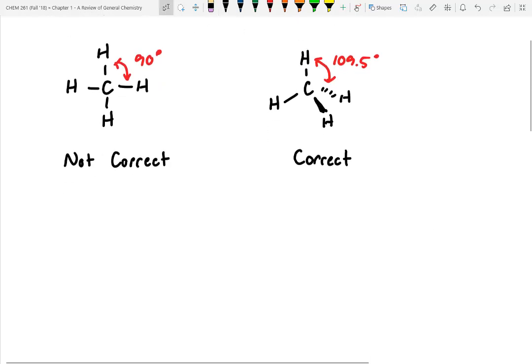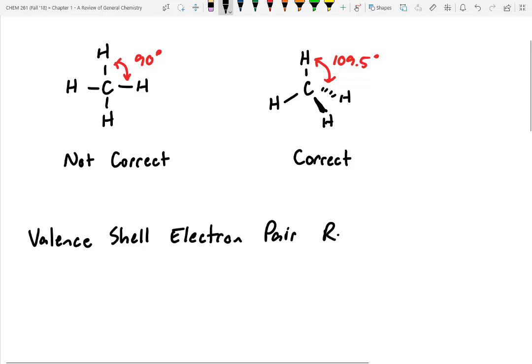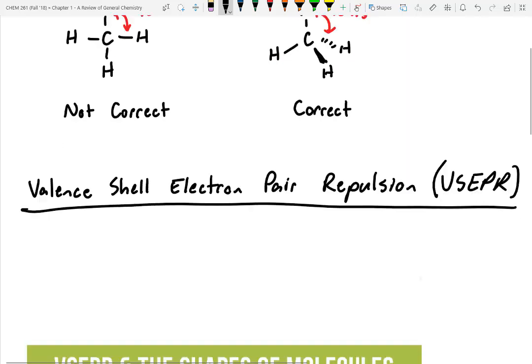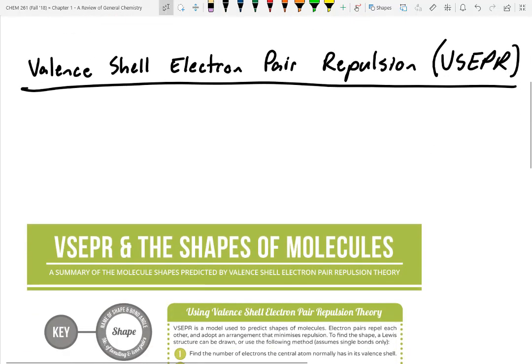So if you remember, VSEPR theory stands for valence shell electron pair repulsion. Okay, and essentially this helps describe those angles that you're seeing. It basically just says electrons want to be as far apart from each other as possible.